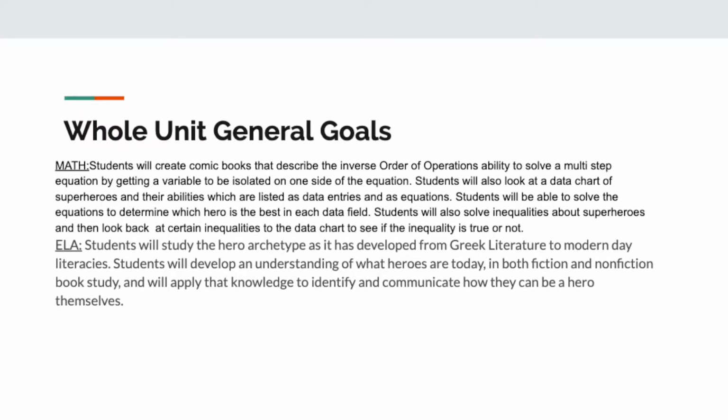Our whole unit general goals. Within math, students will create comic books that describe the inverse order of operations ability to solve a multi-step equation by getting a variable to be isolated on one side of the equation. Students will also look at a data chart of superheroes and their abilities, which are listed as data entries and as equations. Students will be able to solve the equations to determine which hero is the best in each data field. Students will also solve inequalities about superheroes and then look back at certain inequalities to the data chart to see if the inequality is true or not.